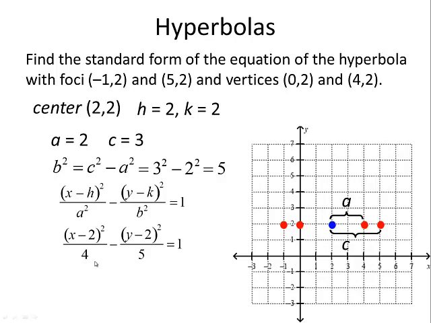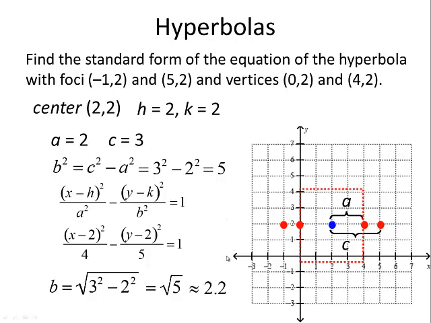If you're looking for the focus point, given this, you will have to take the square root, right? So b is just the square root of 5, or square root of this right here.